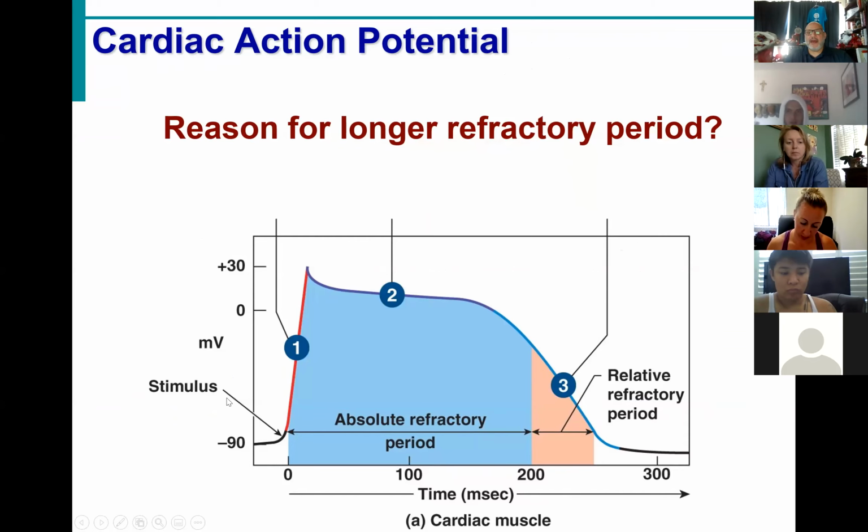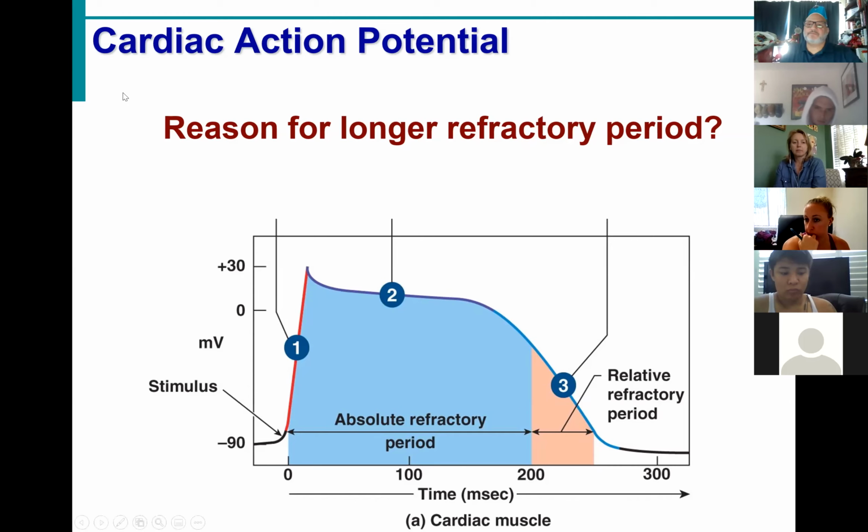And again, as we mentioned, the reason we have a much longer refractory period is because we don't want to wave summate. We don't want to tetanize our cardiac muscle. We want a long sustained contraction to make that efficient pumping, but we don't want to tetanize the muscle. All right. Questions on that? All right, excellent. We have done that.